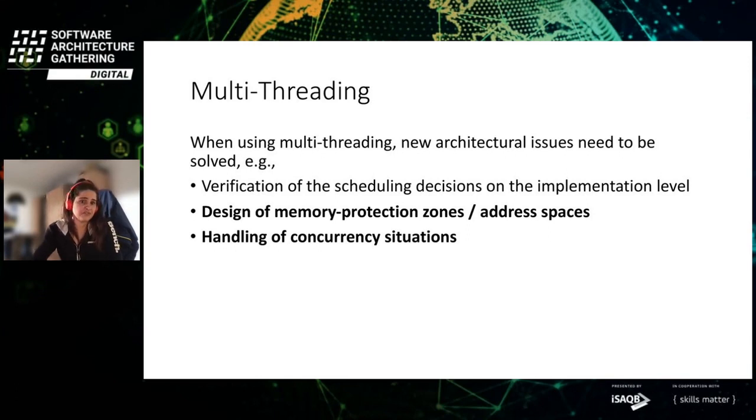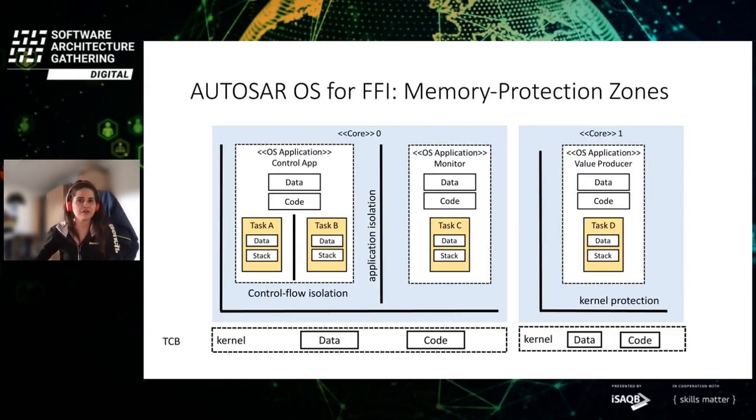And you have to design the address spaces, so the memory protection zones. The handling of concurrency situations, in case multiple threads work, for example, on the same memory location, also has to be taken into account. So just to give an example, this is an example from a mapping scenario in AUTOSAR. So this is the operating system of this architectural style, which we are basically using.